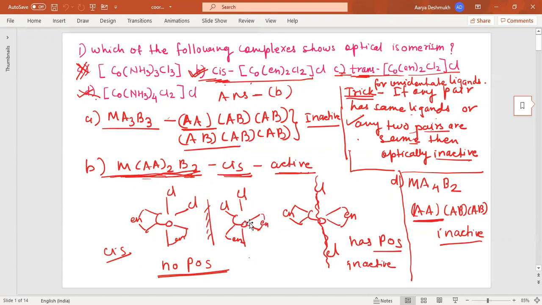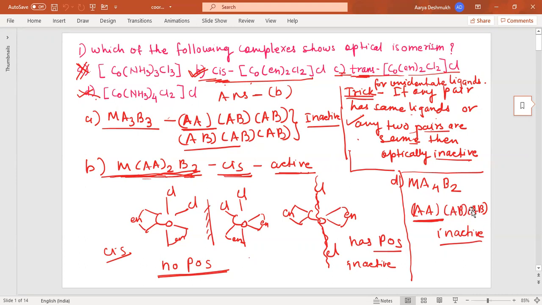So the answer for this will be answer B. That is, this isomer of this type is the optically active one. Now what about this D option? Find out the type of the complex. Although we have got the answer for this, if you are applying the method of ruling out the options, you should be very sure that this is the correct answer. So just go for this MA4B2 type of complex.